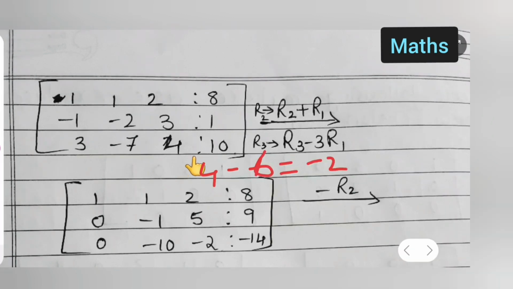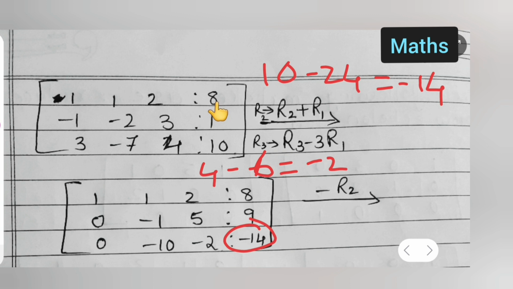I hope you all can see this. This R3 is 4 here, minus 3 R1. R1 is 2 over here, so 3 2s are 6. 4 minus 6 is equal to minus 2. So this is what I have written over here, minus 2. Next, let us see 10 minus 3 times 8. So 3 8s are 24. 10 minus 24 will give you minus 14. So this is what I got over here.